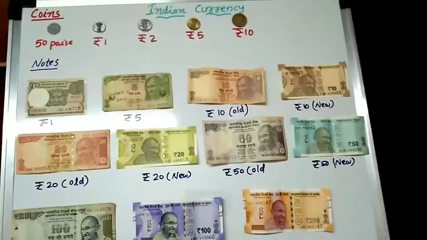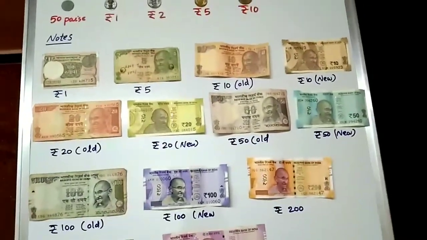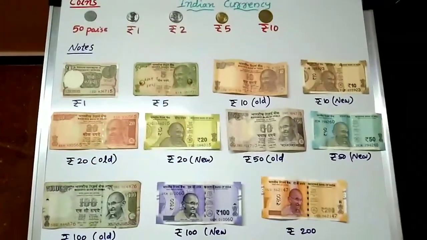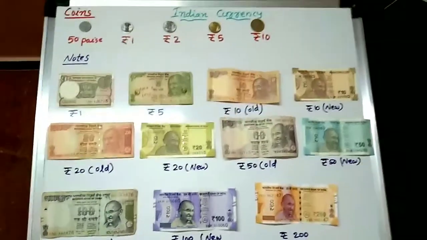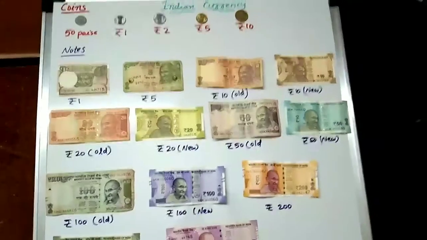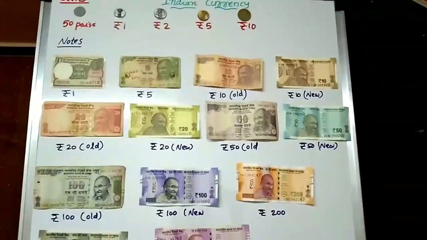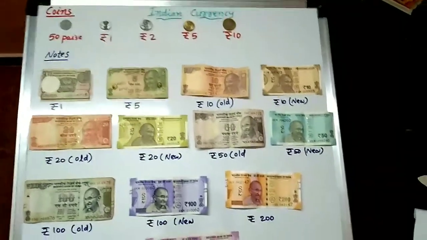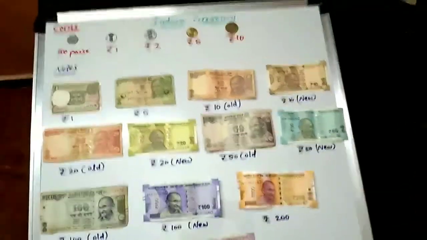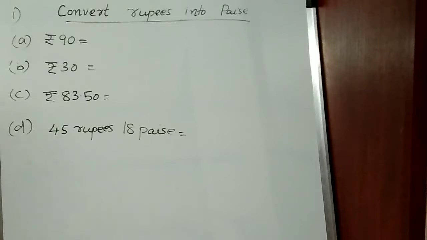These all are called what? Money. When we go shopping, we pay money for the goods that we buy. Okay, these are the Indian currencies. Some notes and coins. Okay. In your textbook, there are some review questions.